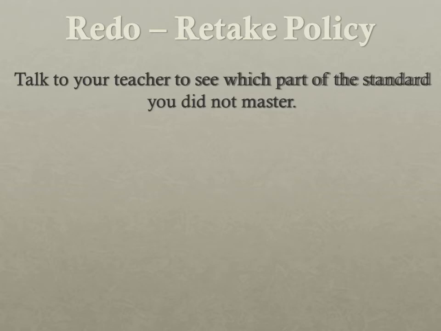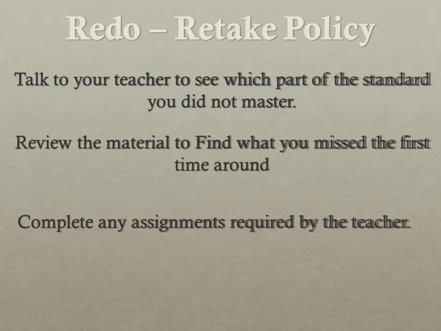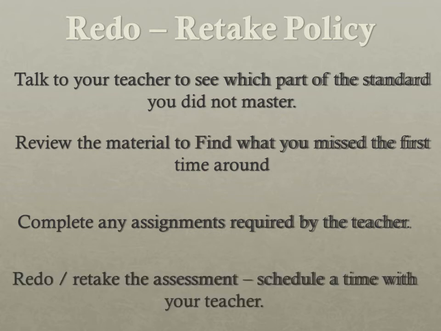The redo retake policy. The first step is to talk to your teacher to see which part of the standard you did not master. The second step, review the material to find out what you missed the first time around. The third step, complete any assignment or assignments required by the teacher. And the fourth step is to retake the assessment. You would schedule a time with your teacher.